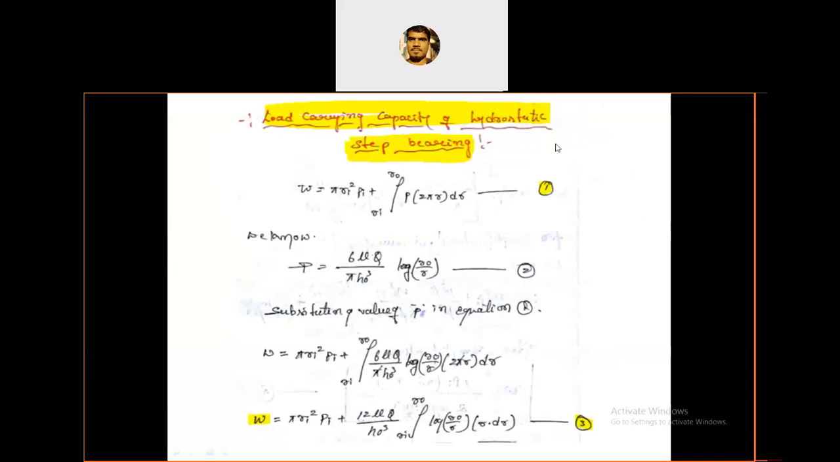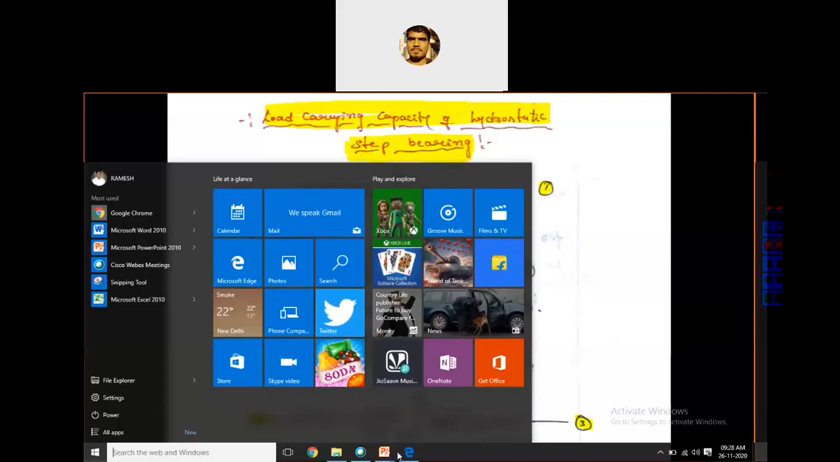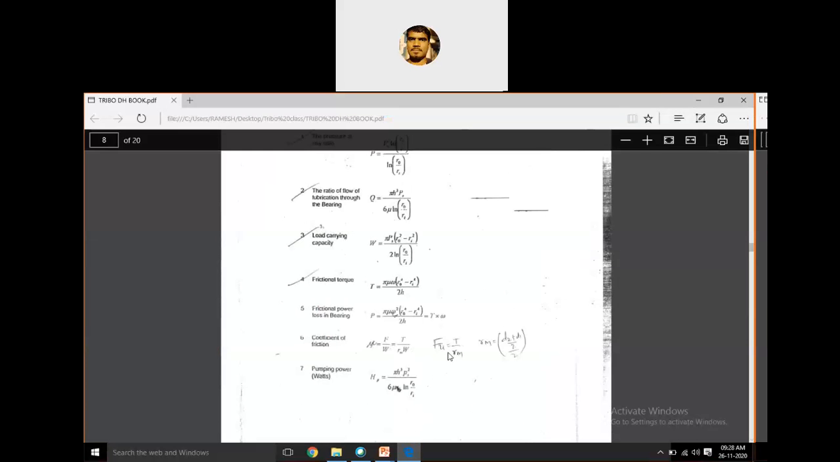Yes, the load carrying capacity of the hydrostatic bearing. W is the radial load. So what is its capacity? In case of hydrodynamic, only one part is there. But here, the load carrying capacity has two parts. You can observe the equation. This equation for W you can get in the data handbook. In the data handbook, that equation is also available.